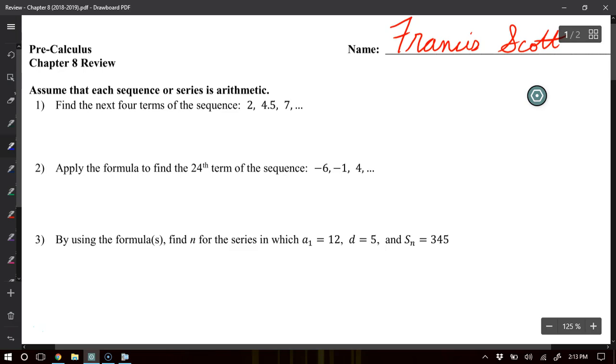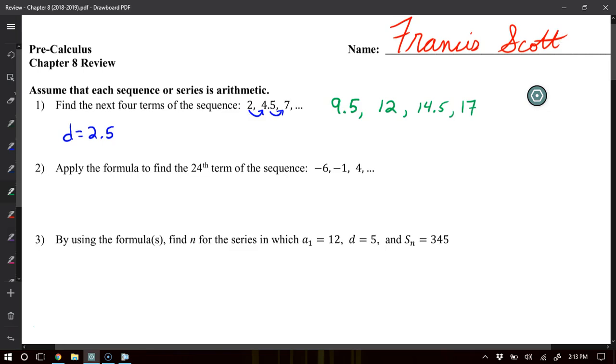Now this doesn't say we have to use the formula. So I'm just going to look at my difference. For arithmetic, I'm adding 2.5 each time to get the next number. So when I want to find the next four terms, I'm just going to add 2.5 to 7, which gives me 9.5, add 2.5, which gives me 12, add 2.5, which gives me 14.5, and add again, and I'm going to get 17. And there's your answer. Those are the next four terms of this sequence where your difference is 2.5.